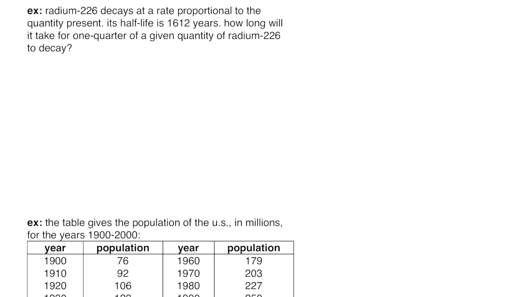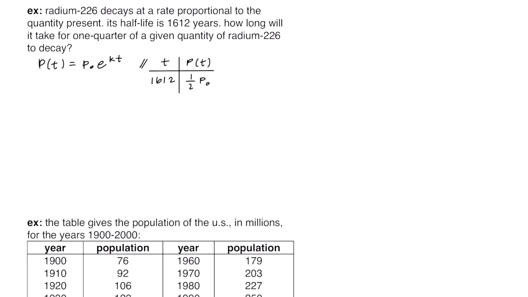This example says radium-226 decays at a rate proportional to the quantity present. Its half-life is 1,612 years. How long will it take for 1/4 of a given quantity of radium-226 to decay? So I have the equation P of t equals P naught e to the kt. Since the problem says the radium-226 has a half-life of 1,612 years, and the problem doesn't tell us how much there is initially, we'll just leave this as P naught for the initial amount. But half-life means that it's going to take 1,612 years for this initial amount to be cut in half. So that's why we just multiply that by 1/2.